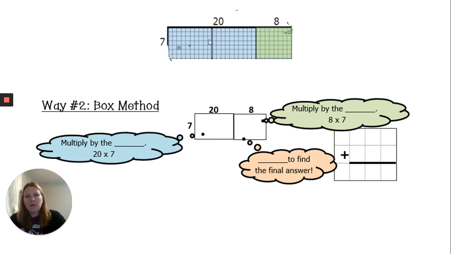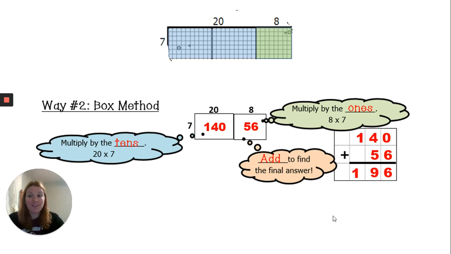So looking at our box method real quick, it was the same thing, multiplying by the tens. So that was 20 times 7, same thing as what was up here, 140. Multiply by the ones, which is still that 8 times 7, that second box. And then, of course, we add them to find the answer. And our answer should be exactly the same as what we just got, since we were doing the same problem, 28 times 7. Add 140 plus 56, and we get the same answer of 196. Okay, that's what we just learned.